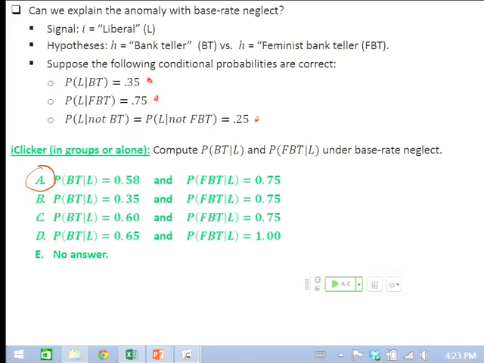Divided by the probability that you're liberal given that you're a bank teller plus the probability that you're liberal given that you're not a bank teller. Yep, and that's 0.58. Okay, so then you can stop and answer the question. Good. I promise not to make that error in designing the final exam.